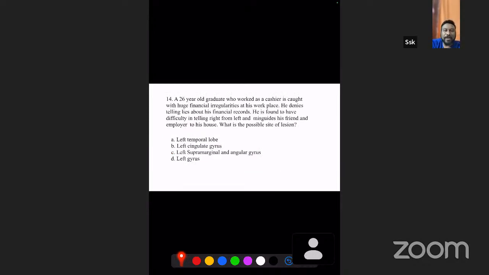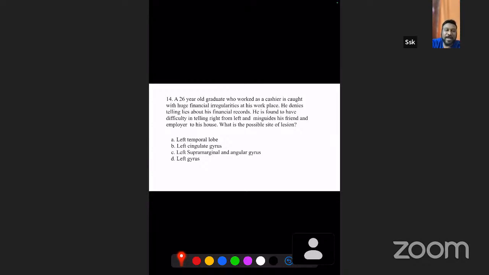A 26-year-old graduate who worked as a cashier is caught with financial irregularities at his workplace. He denies telling lies about his financial records. He is found to have difficulty in telling right from left and misguides his friend and employer to his house. What is the possible site of lesion? So this was a little bit confusing, but whatever picture they have given here, it is actually the Gerstmann syndrome.